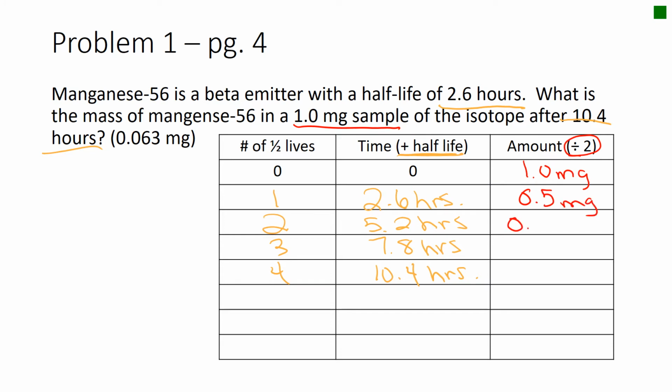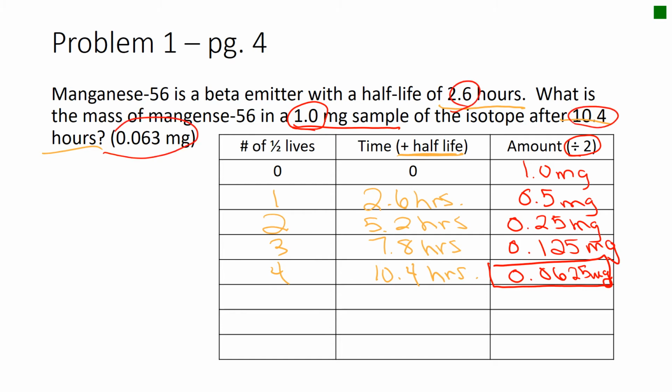Then I'm going to keep dividing until I get to this final box. Okay, so it would be 0.25 milligrams, 0.125 milligrams, and then 0.0625 milligrams. Okay, and then rounded to the right number of sig figs. So this had 1, that had 2, that has 2, that has 3. So we're going to round to 2 sig figs, and that's where we get that 0.063 milligram answer.